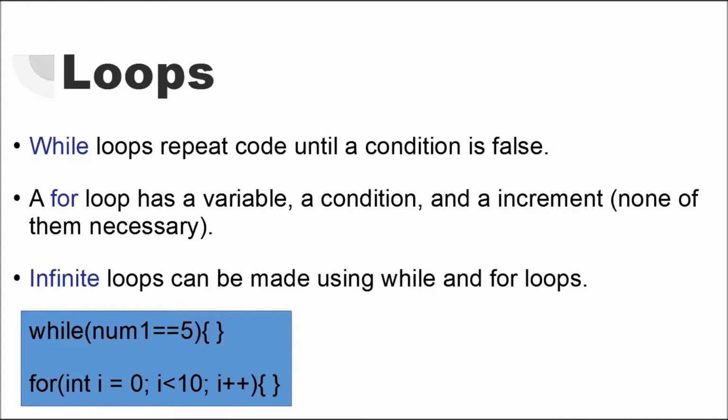And infinite loops can be made using while loops, where the condition is always true, so it will always run forever. For a for loop, you can just leave everything empty and put only semicolons. Quick note, for the for loop, the variable, condition, and increment can all be removed, and that creates an infinite loop too.